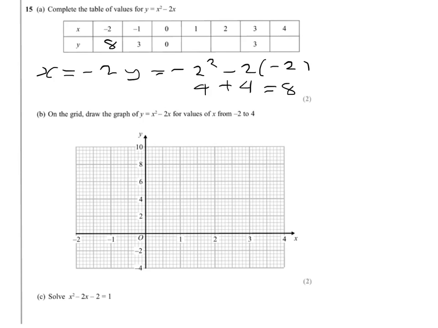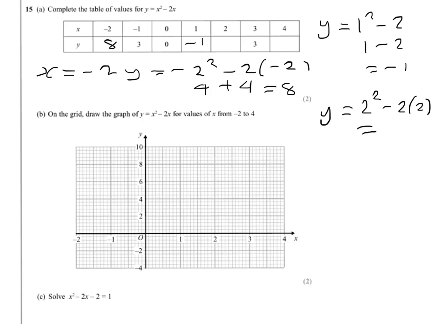Now a slightly easier one, I think. If we substitute in 1, we're going to get y will equal 1 squared minus 2 1s are 2. 1 minus 2 equals minus 1. So we've got 1, minus 1. If we substitute in plus 2, we're going to get y equals 2 squared minus 2 times 2, which is going to be 4 take 4, which is going to equal 0. And finally, if x equals 4, we've got y equals 4 squared minus 2 4s, and that's going to be 16 take away 8, which equals 8. So we now have all the coordinates we need.